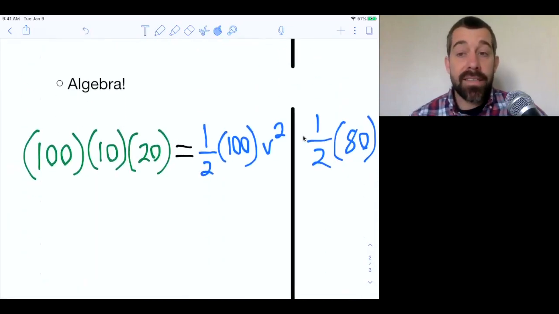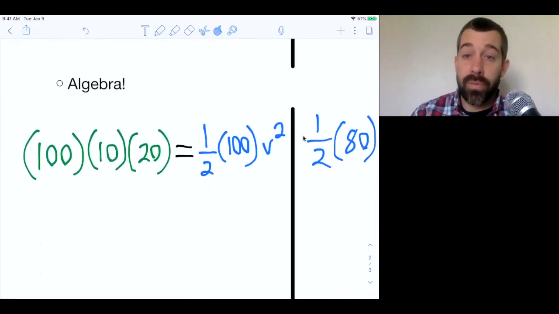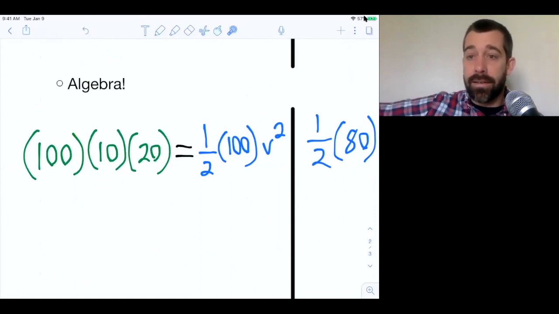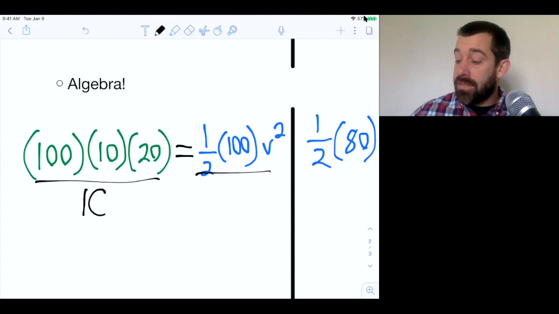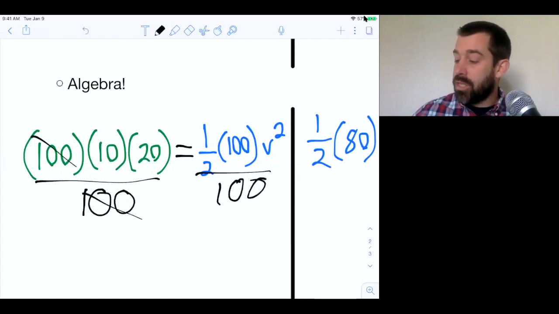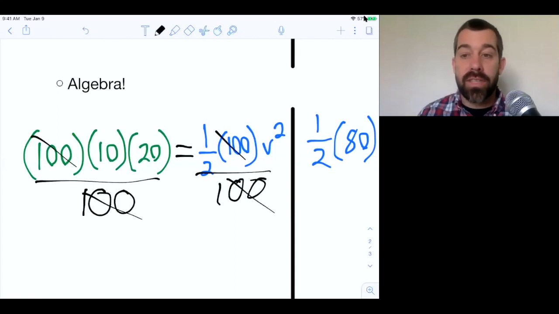After we've done that, it is time to do some algebra. And so here is my problem. I have all of this stuff. The first thing I'm going to do is I'm going to notice that I have a 100 on this side and a 100 on that side. So we're going to divide both sides of the equation by 100, which is actually going to cancel it out on both sides.